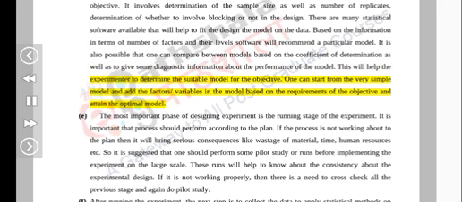One can start from a very simple model and add factors and variables to the model based on the requirements of the objective and attain the optimal model.